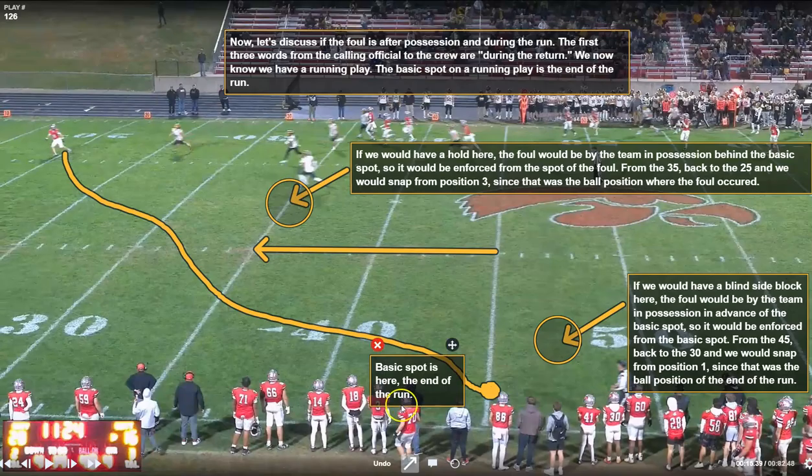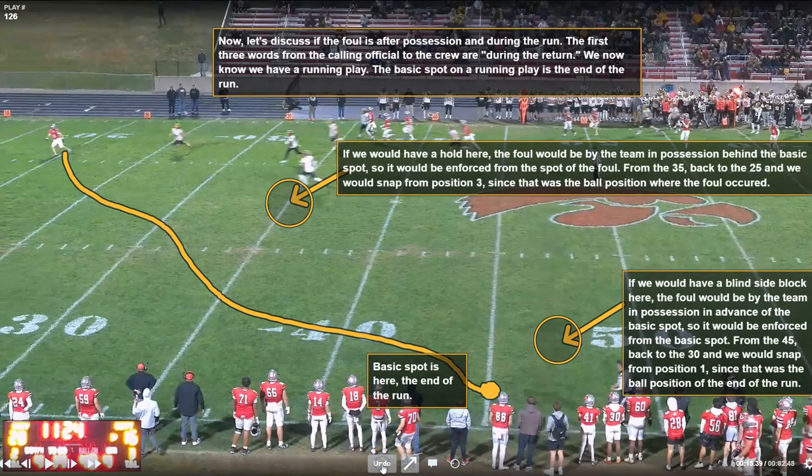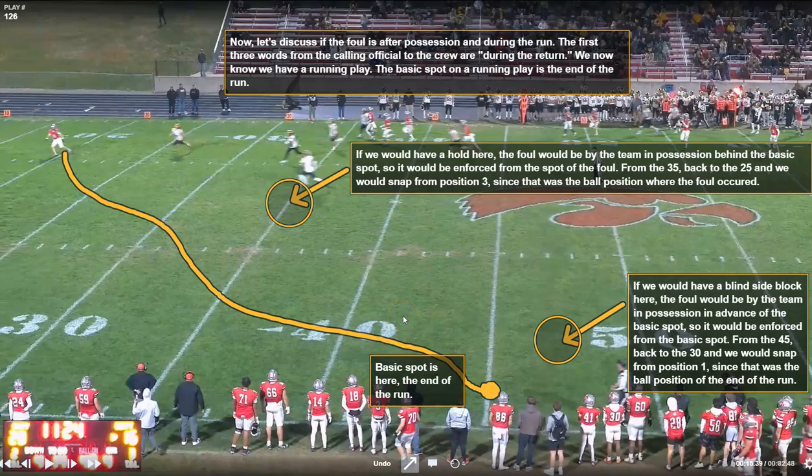So it makes a big difference, ball position-wise, where we're going to enforce this penalty from, and it depends on when and where that foul occurred.